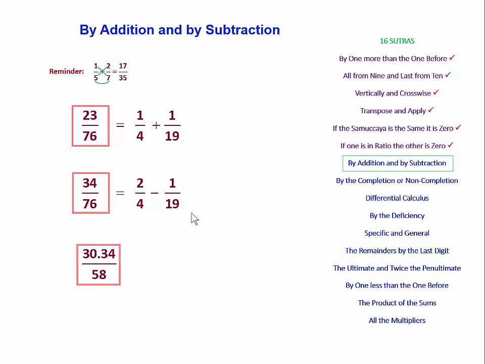A slightly different application here. You may notice that in 30 over 58, the numerator is approximately half of the denominator, and so we might split it up into 29 plus 1 over 58, like that. 0.5 then plus this fraction, and we might think that's easier to work out than that is.